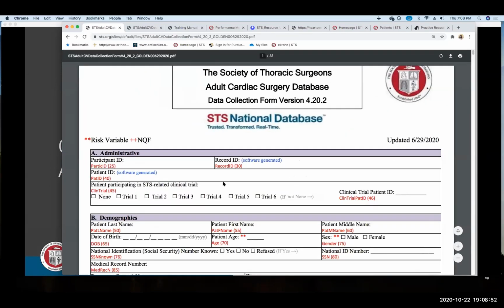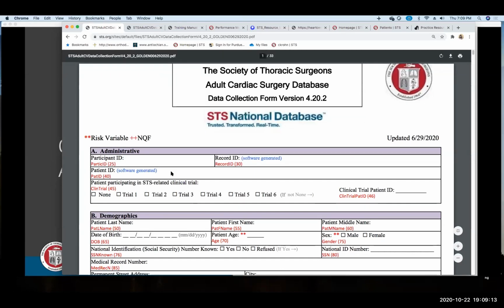So this is the STS National Database Form for Adult Cardiac. This version went live on July 1st, 2020, and it will be live until, I believe, the end of 2022. We'll go live with a new version, hopefully January 1st of 2023. Our versions live for about 3 years, and I'll briefly run through this.